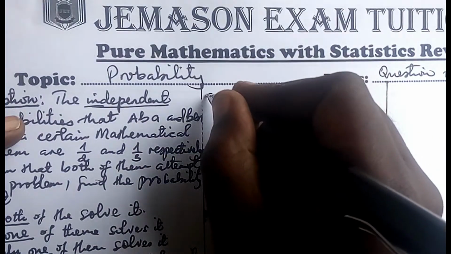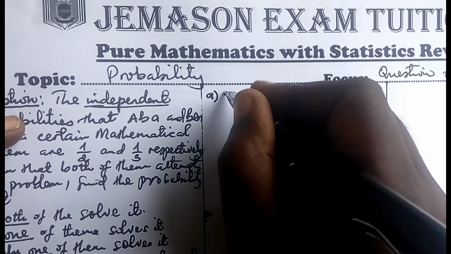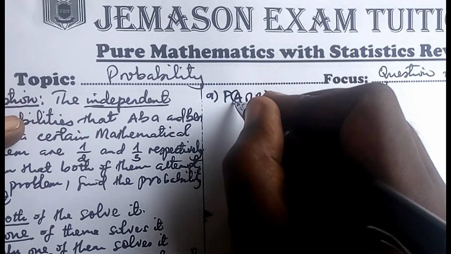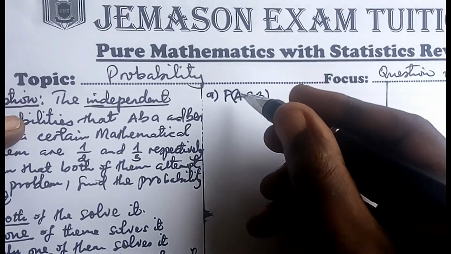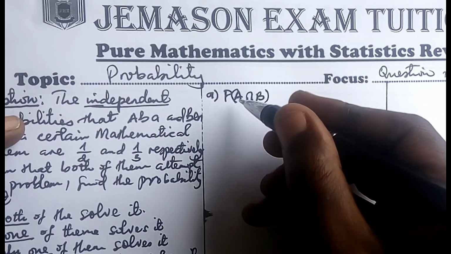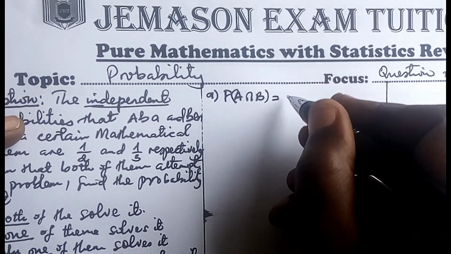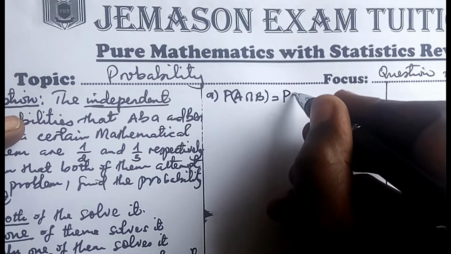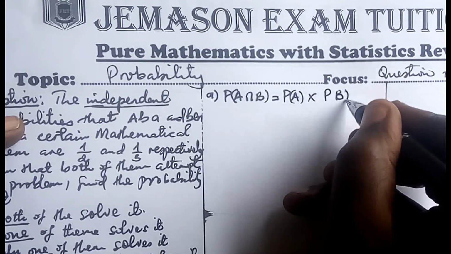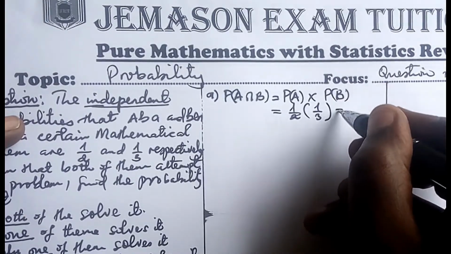And then if I go now to the solving, the A part, both of them solving, it should be the case where we are looking for P of A intersection B. Both, that means A and B should succeed. So Abba succeeds to solve and Ben also succeeds. So this probability is simply the product of the individual probabilities. It's half into 1/3, which is 1/6.